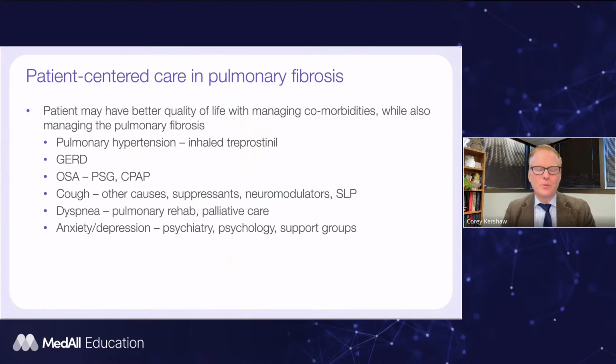We have to, first of all, do a screen for other comorbidities associated with the pulmonary fibrosis. This includes pulmonary hypertension, acid reflux that could be also contributing to shortness of breath or cough. Is their sleep disturbed? Do they need oxygen at night? Do they need to have a formal sleep study because they have undiagnosed sleep apnea? That just happens to be along with their pulmonary fibrosis. What can I do for the cough itself?